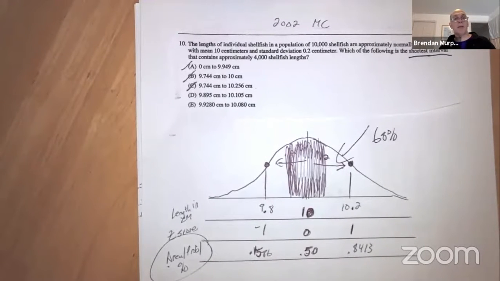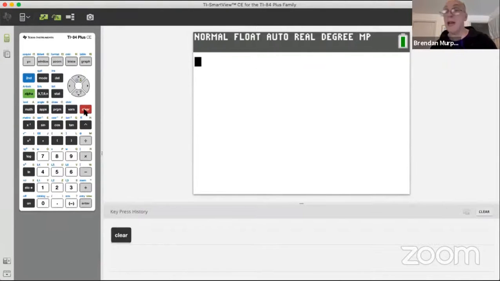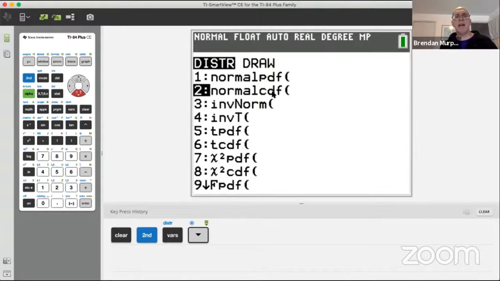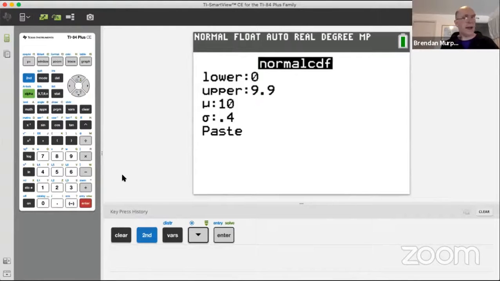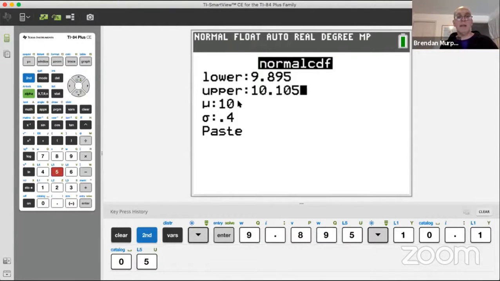Just because I've done this problem a number of times with my students, I think 3 of those 5 answers, if you were to type those into your calculator, would get you 40%. So 40% is really not the most important thing here. It's the smallest interval. So I want to go down to normal CDF, normal cumulative distribution function. And I want to start at 9.895. I want to go up to 10.105. The mean is 10. We knew that. That was good. Standard deviation, I think we said, was 0.2.